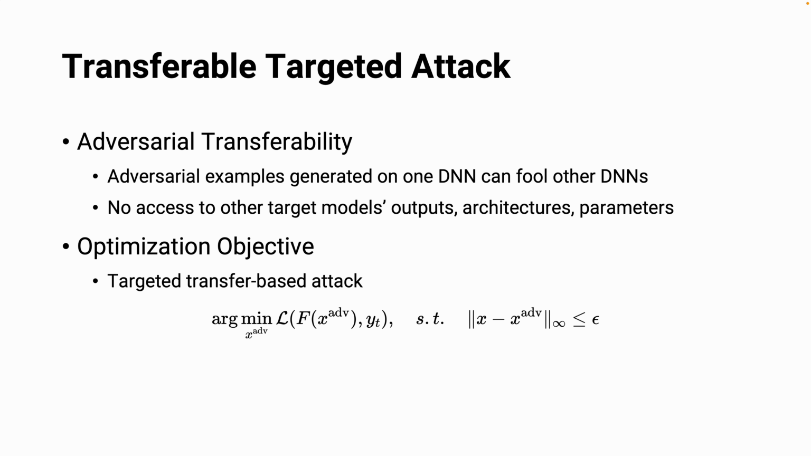This means the adversarial examples we generate should not only fool the surrogate model used to create them, but also fool other models with different architectures performing the same task. In our setting, we assume that the surrogate model is white box, meaning the attacker has complete knowledge of it, while the target models are black box. The attacker has no access to their parameters or gradients.